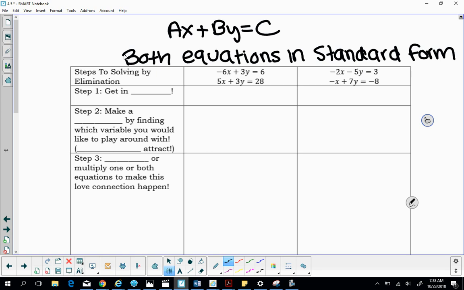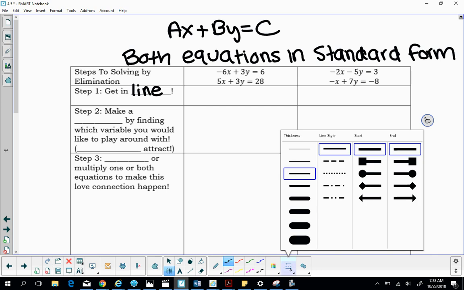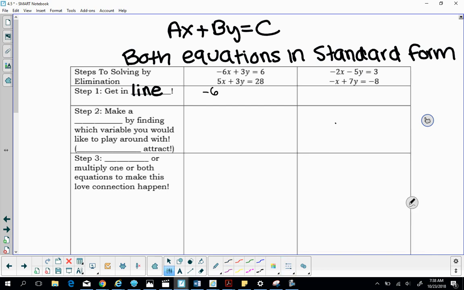So first thing we do, and I'm going to do this first one first, we write "get in line." So first thing I'm writing is get in line. And what that means is I need to line up my x's and y's. You can see it's already done for me right here, but I'm going to make sure that x starts first: -6x plus 3y equals 6. I'm just rewriting it. 5x plus 3y equals 20. I'll give you one second. So first thing you do is line up, the x's need to line up and the y's need to line up.